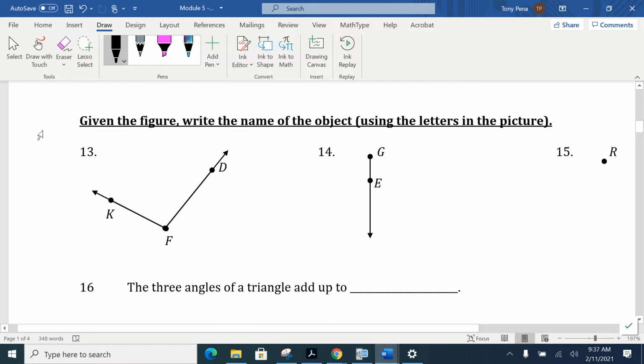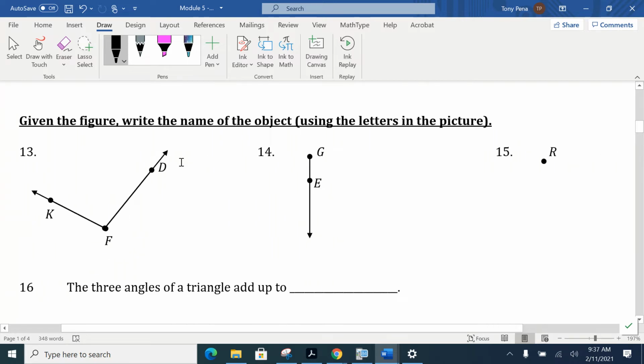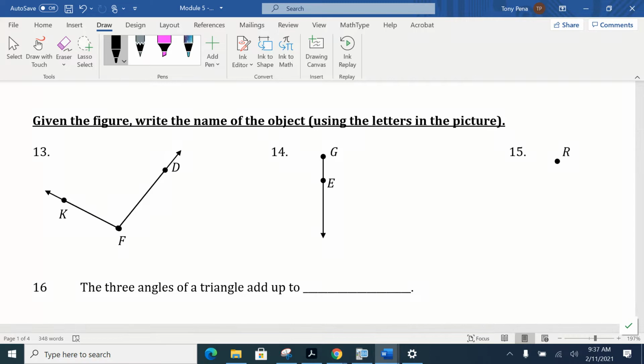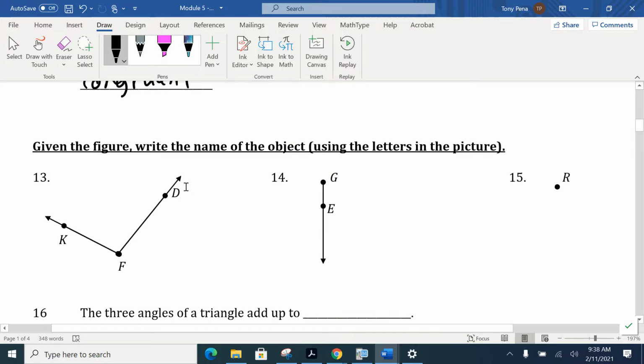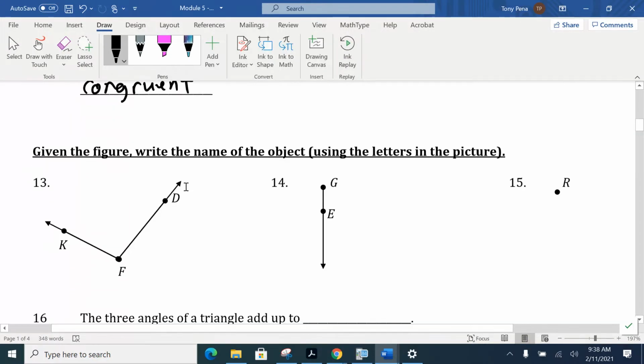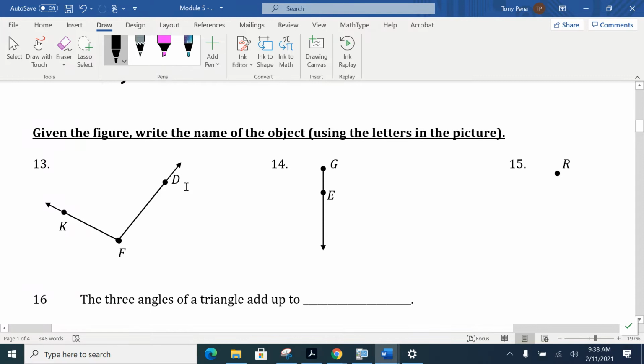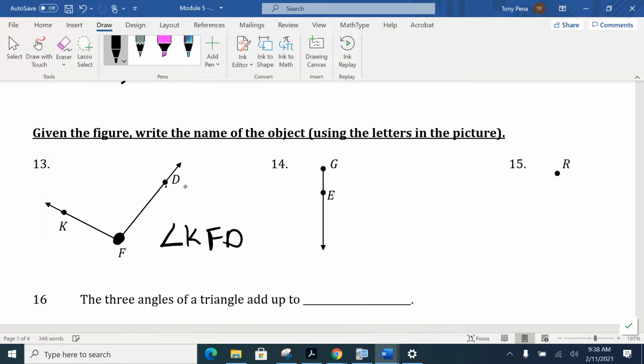All right. So if I now give you this, you're going to do the opposite. Given this figure, write the name of the object using the letters in the picture. So if this is our picture, what we have created based upon the first 10 things that we did at the top of the page. Go to 13. This is an angle. The way this angle has to be named, the only thing that has to be true is when we name these three, the F has to be in the middle. I'm going to go K, F, D, but there's not anything stopping us from going D, F, K.